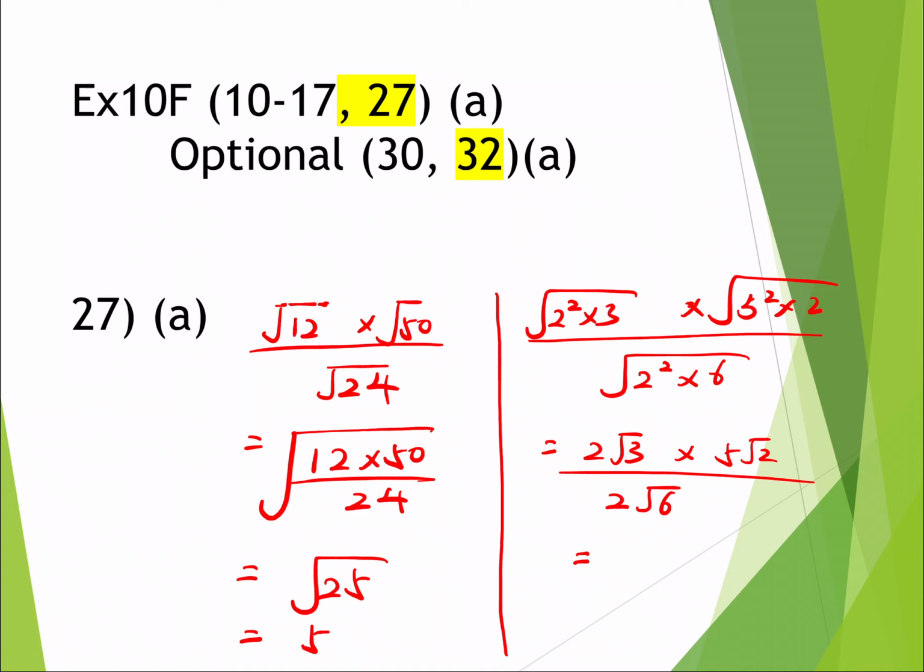Okay, and then we multiply. The numerator is 10 times square root 3 times square root 2, which is square root 6. Because here is the multiply, we can cancel the square root 6, and 10 divided by 2 is equal to 5. So method 1 and method 2, the two methods, give the same answer. Okay, so this is the end of the video.